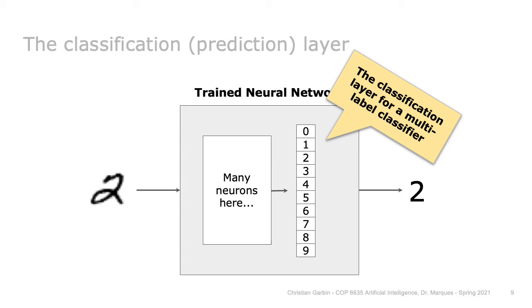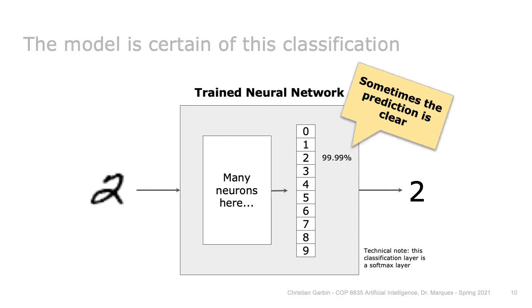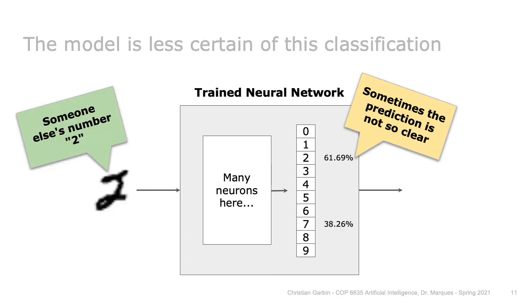But what does it mean to predict a digit? In a neural network, we have many neurons in the hidden layers, and then the output of the network goes through a classification layer. In this case, it's a multi-label classification layer, and we have 10 digits. Therefore, we have 10 possible labels, or 10 possible neurons, at the very last layer, the classification layer. Sometimes the model is very certain about the prediction. For example, in this case, the model is 99.99% certain that this is a number 2. In other cases, like this one, this is someone else's number 2, the model still thinks this is a number 2, but is not so certain anymore.